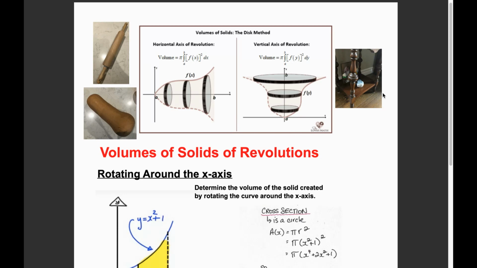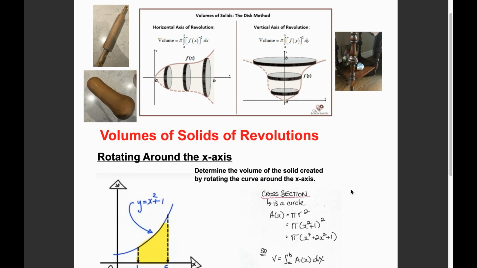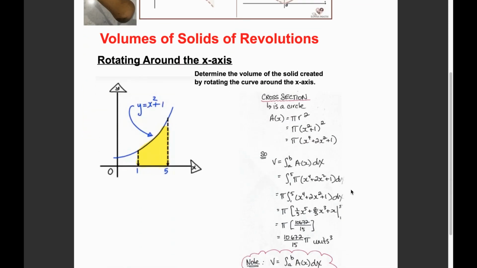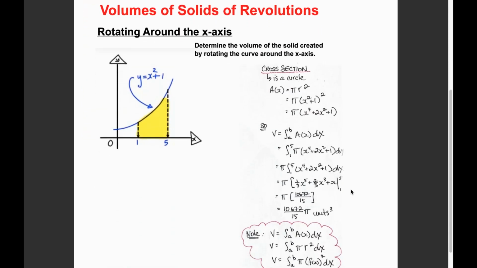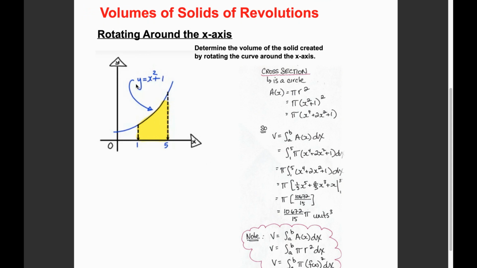Okay, so those are kind of the shapes that we're thinking of when we're doing this. So just to take you through another example of a calculation. This is where I have the function y equals x squared plus 1. And I'm looking at this function between x equals 1 and x equals 5. So you can see it shaded here in yellow.